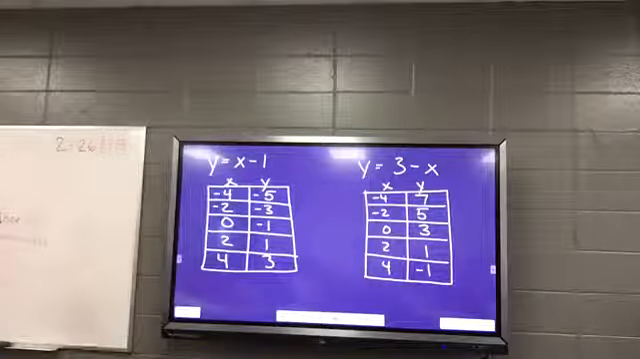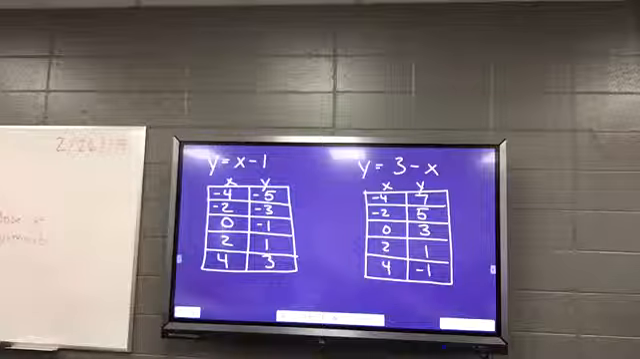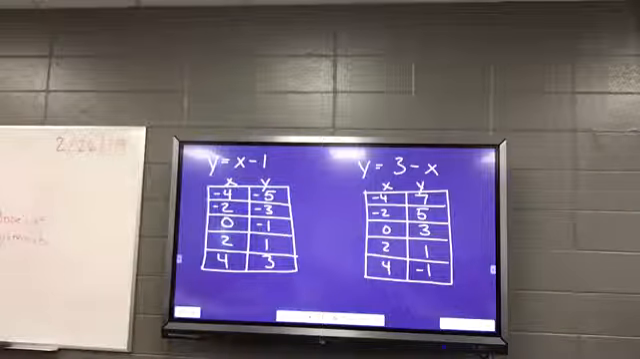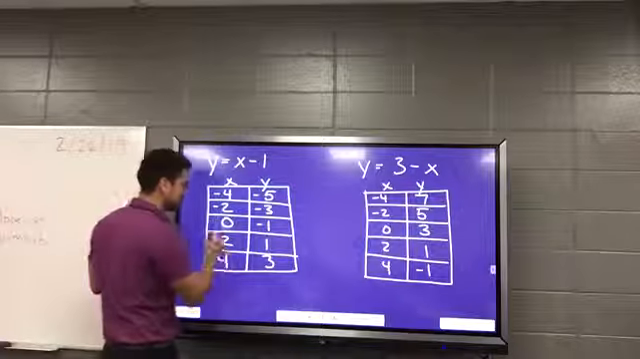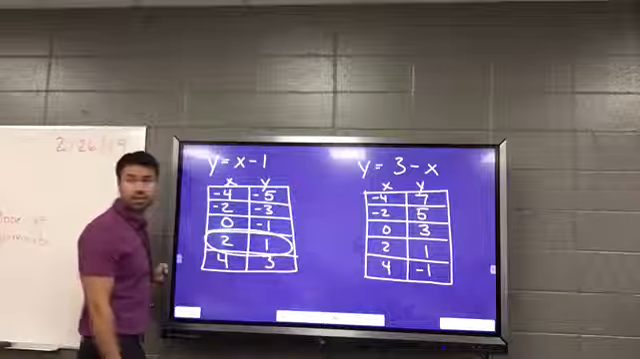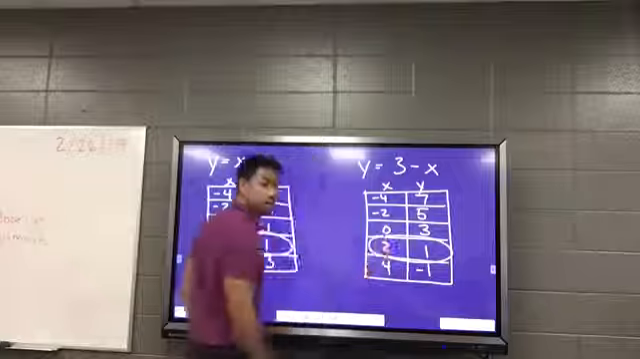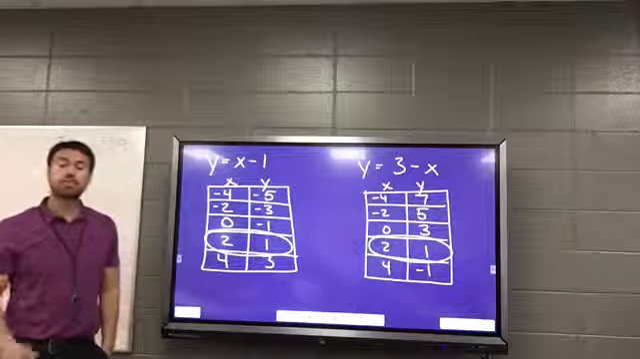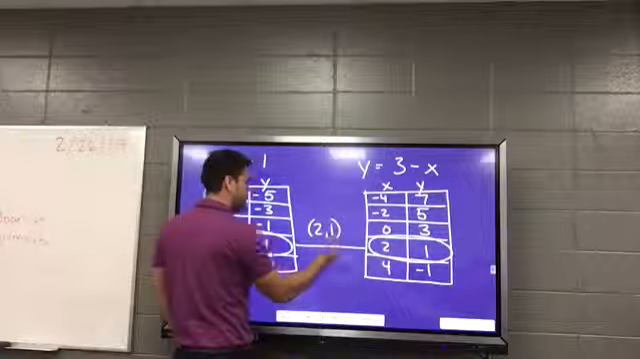Okay, do you notice that they both have the same x values, -4, -2, 0, 2, 4? Do you guys see that? But there's something else that they have in common, and it's an ordered pair. You may look at the chart, see which ordered pair is common to both tables. Alex? 2 and 1. Is this an ordered pair right here? 2, 1? Yep, that's another one. They both share it in common. And I want you to write that down. 2, 1. So important.